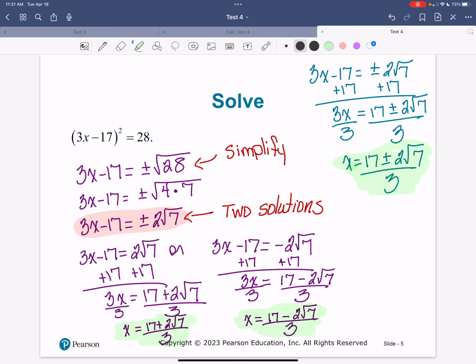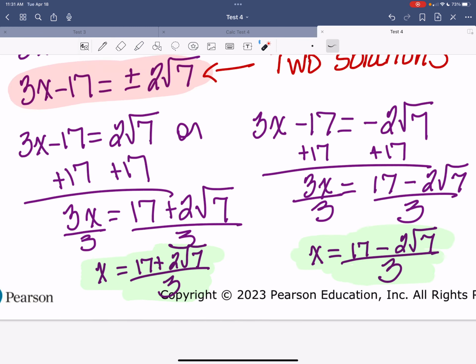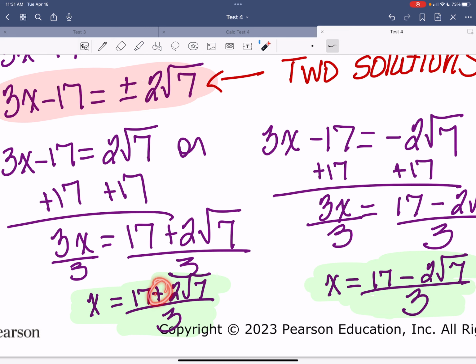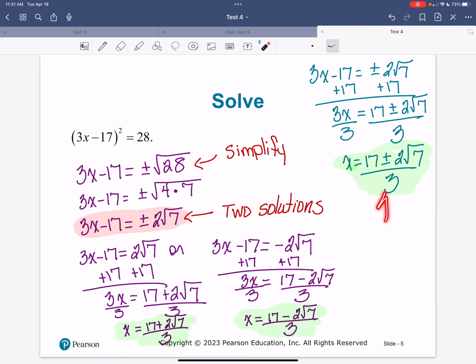Here, I've got my plus or minus together, so it means I still have 2 solutions. Down here, I've got a plus and I've got a minus. So what you need to understand is this right here means 2 solutions.